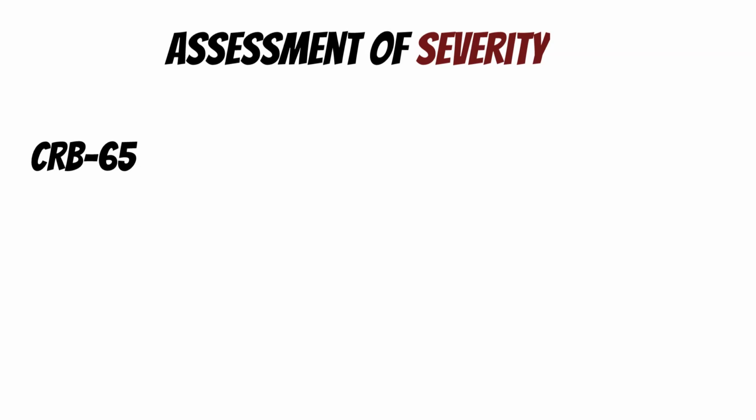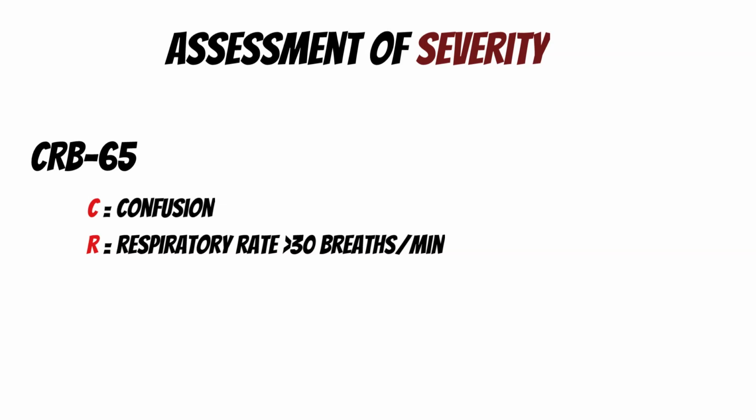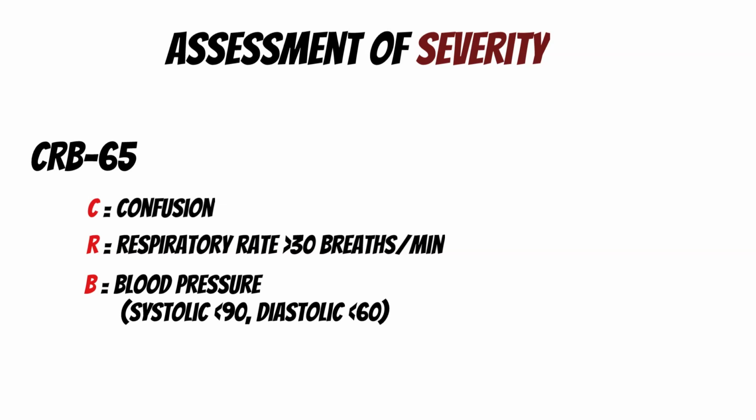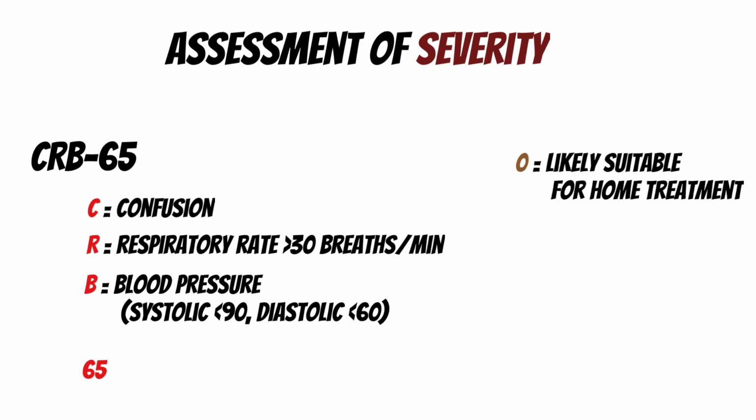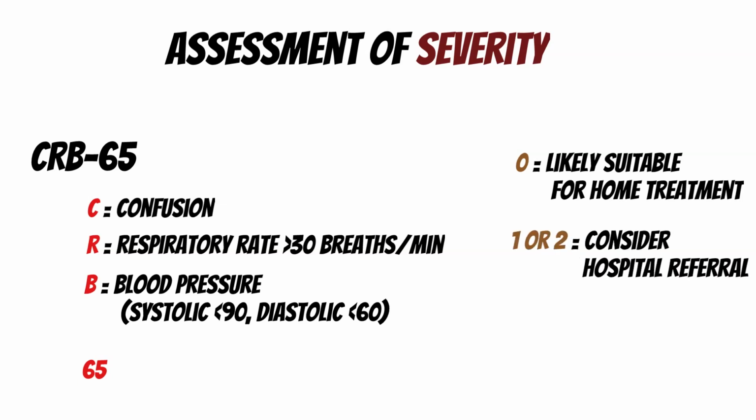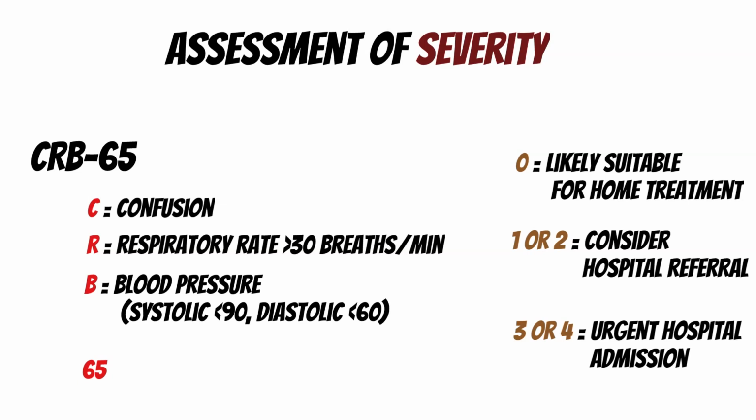That brings us on to the assessment of severity. So how do we actually assess how severe this presentation is? So we went through the presentation, but now it's how do we actually assess the severity? We use the CRB-65 score. So C stands for confusion, R stands for the respiratory rate, above 30 breaths per minute, B stands for blood pressure, and 65 stands for the age of 65. You get a point for each. If it's 0, you're likely suitable for home treatment, which is good news. If it's 1 or 2, you consider hospital referral, which is not so good news. And if it's 3 or 4 points, you have to do an urgent hospital admission, which is definitely not good news. So this is how you actually assess the severity of what is going on.